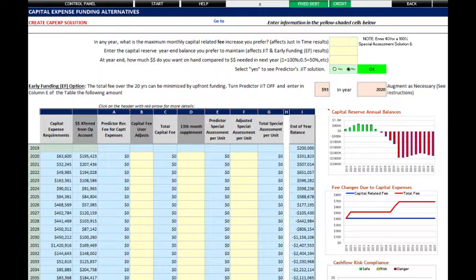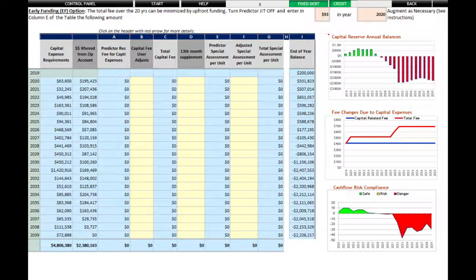Column D gives the user the ability to make relatively minor changes to the projected end-of-year balance by calling for a 13th month assessment in selected years. To do so, all the user has to do is type in the word yes in the appropriate cells in the table. On the far right side of the screen are the following graphs. The capital reserve annual end-of-year balance, which reflects column I, a graph of fee levels resulting from capital expenses and total fee levels, considering those associated with annual operating expenses, and a cash flow risk diagram, which will be described later.